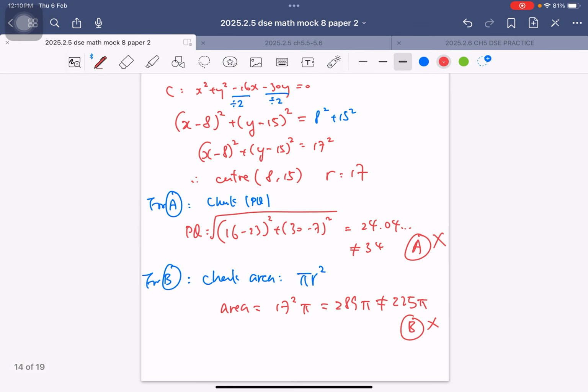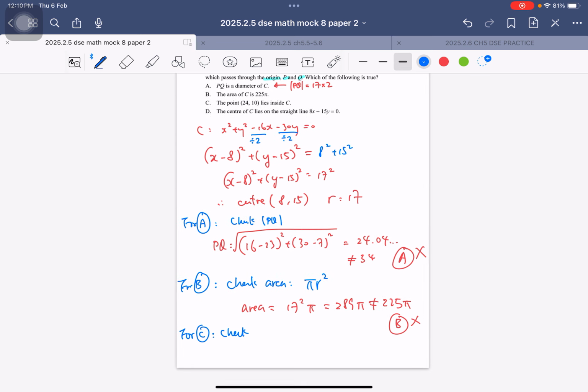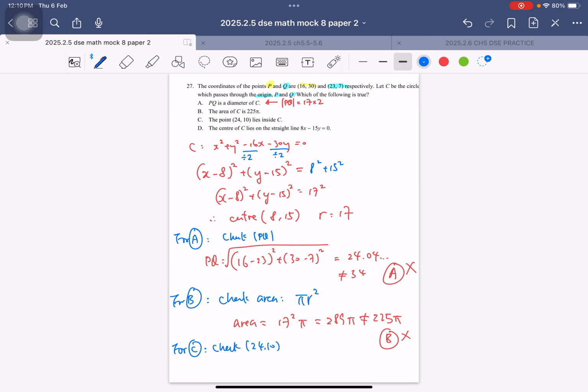So for part C, what are we going to do? For C, we check the distance between 24, 10 and the center, 8, 15. What is the length? 24 minus 8 squared plus 10 minus 15 squared, and take the square root, which is equal to 16.76, which is smaller than 17, smaller than the radius. So it's actually inside. So C is correct. Okay?